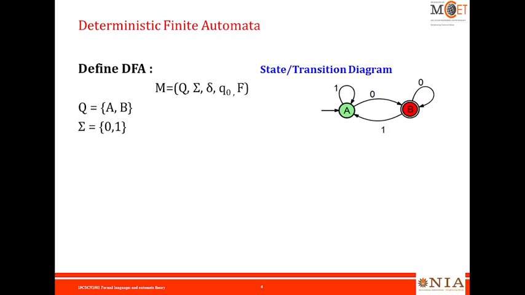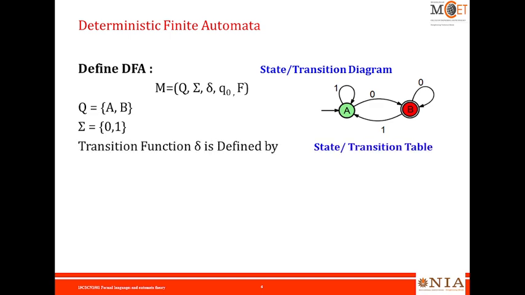Next one is the finite set of input symbols. In this diagram we are using two input symbols, that is Σ equal to {0, 1}. Next one is the transition function represented by using delta.